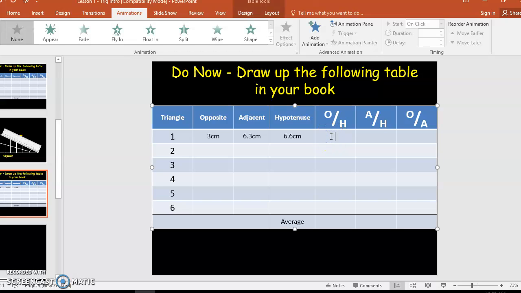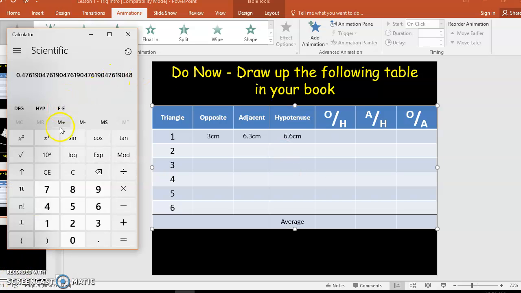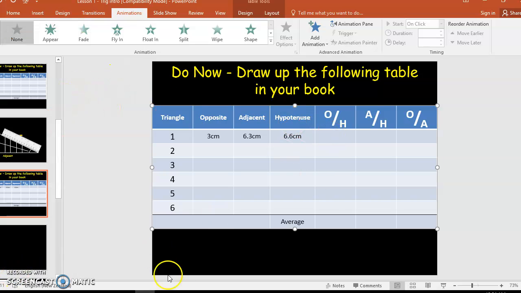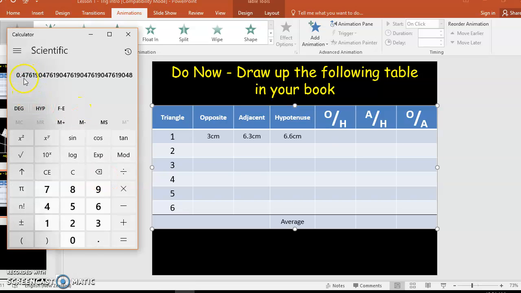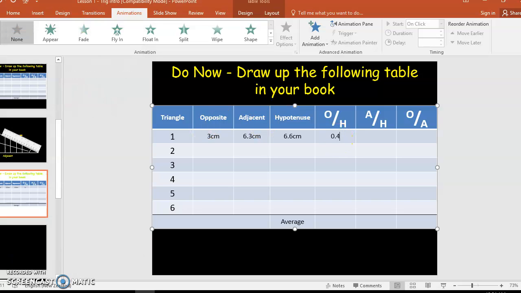And you can round it to 3 decimal places. I want to show you that. Put it on my trusty calculator, and it's disappeared. Nuts. I'm going to round it to 3 decimal places, so that's 0.476. I didn't have to round that up or anything. Alright, I'm going to keep doing that for the adjacent divided by hypotenuse, the opposite divided by adjacent, and I'm going to go through and do it for all of them. When I've found the whole column, I'm going to find the average. So the average is add them all together and divide by 6 because there's 6 of them.